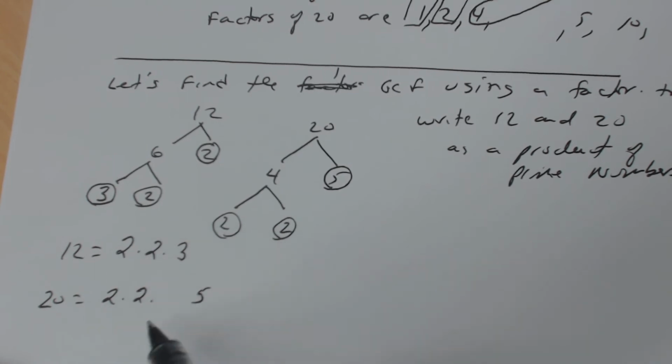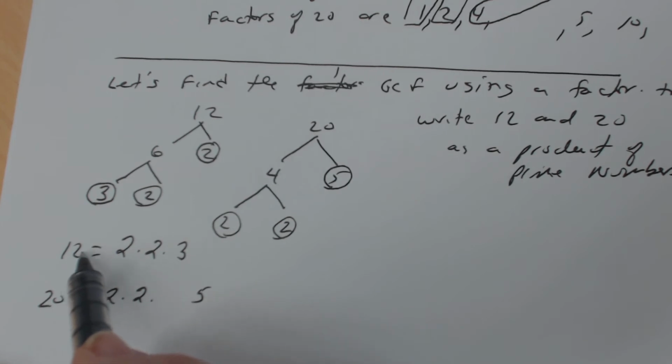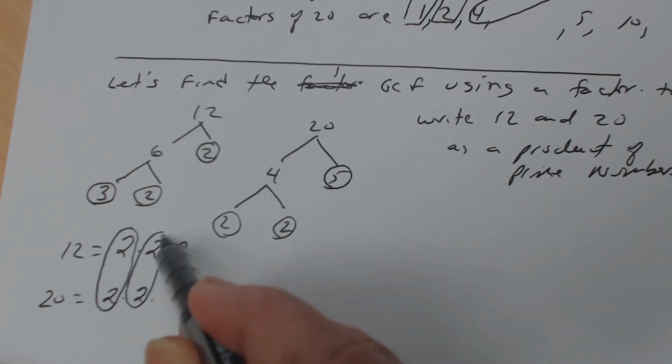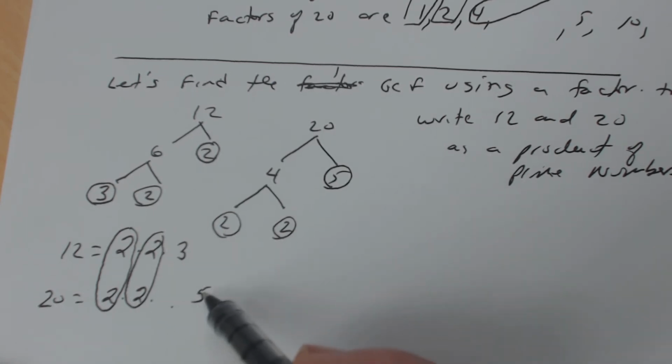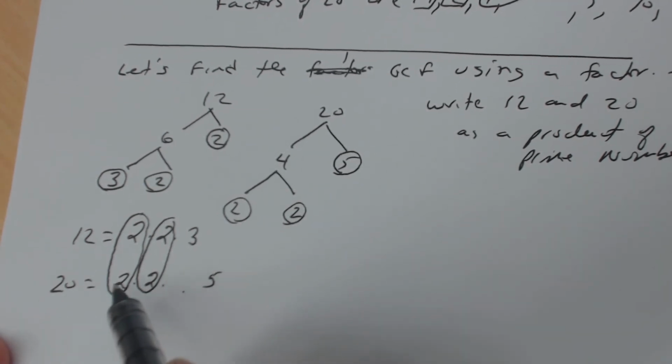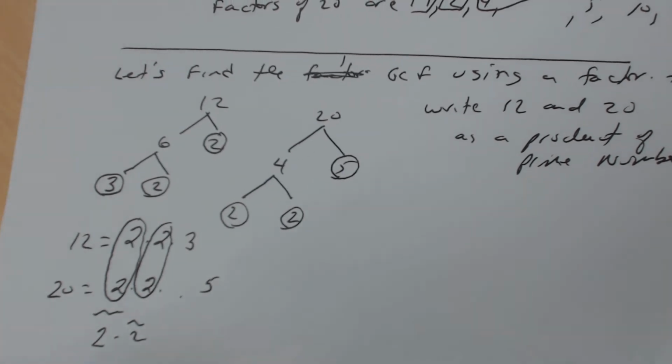Okay, now look at all the factors listed. You want to look for the common ones. So in 12 and 20, we have these sets of 2's that are in common. There are no 3's in common. There's a 3 here, but no 3 here as a factor. There's a 5 as a factor for 20, but none for 12. So the greatest common factor of 12 and 20 would be 2 times 2, which is 4. Okay, so that's one approach to take.